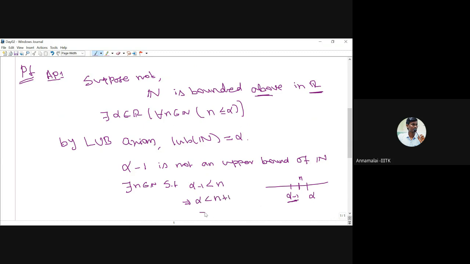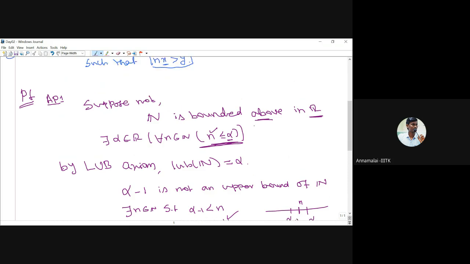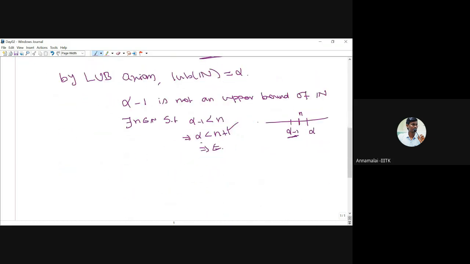Which is a contradiction. What is the contradiction? We said that every natural number is less than or equal to alpha, but now we find one natural number, namely n plus 1, which is bigger than alpha. This contradicts our assumption. What was our assumption? We assumed that N is bounded above, and we got a contradiction. Therefore N is not bounded above.